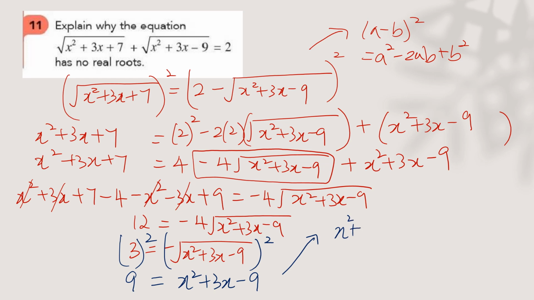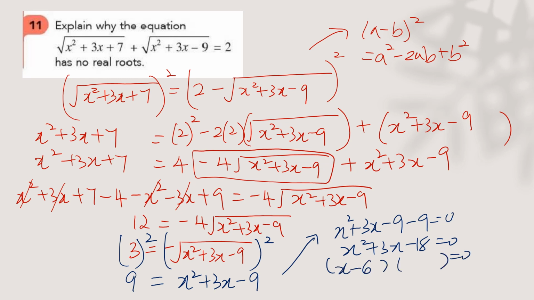Bring everything to one side. Alright, factorize it. So x equals negative 6 or x equals 3. Okay, so we have two answers here, x equals negative 6 or x equals 3.